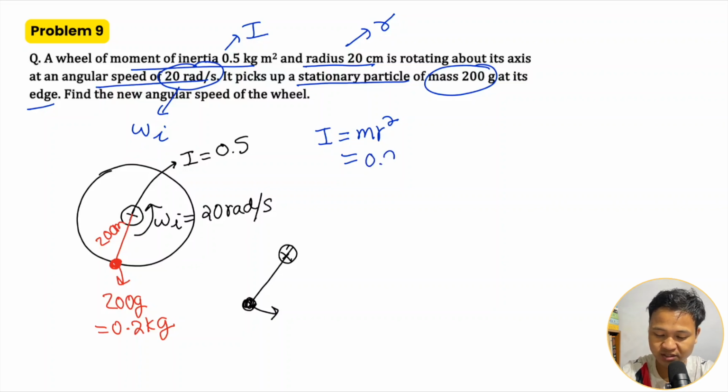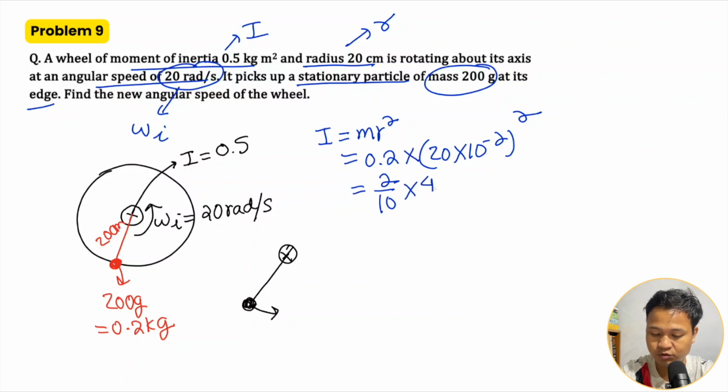Mass is 200 grams, that is 0.2 kg. The radius is 20 centimeters, so 20 into 10 power minus 2, the whole squared. So mr squared is 0.2 times 400 into 10 power minus 4. So the zero cancels out and that is 80 into 10 power minus 4. Now the moment of inertia I.